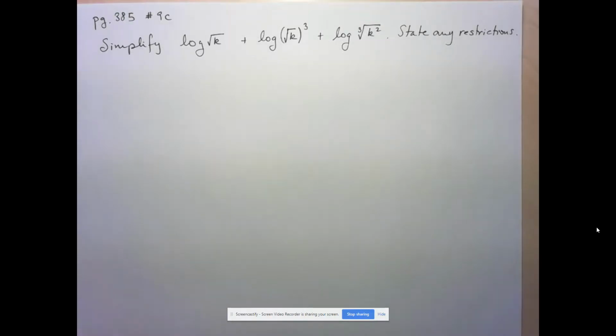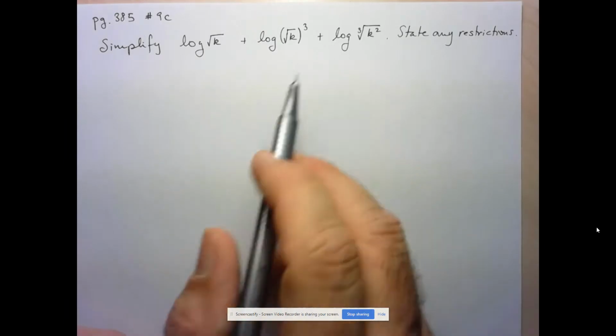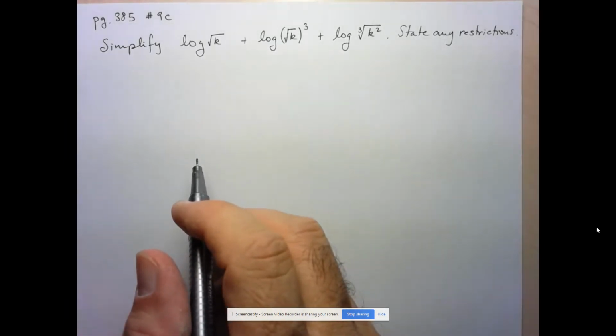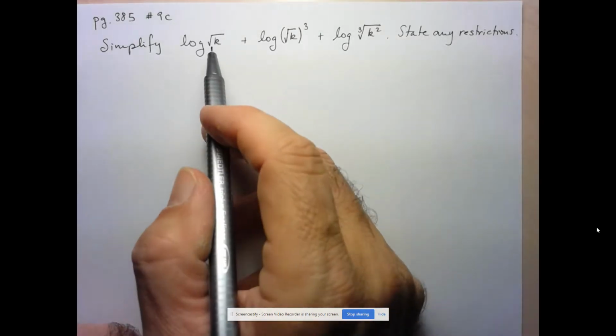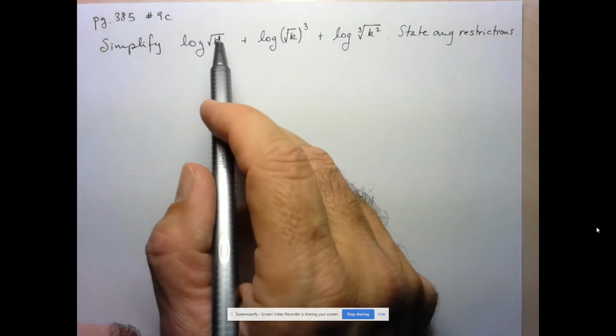Hi folks, we're going to take a look at page 385, number 9C. So they want us to simplify this expression here and state any restrictions. So first thing I notice is I've got a bunch of expressions with k with exponents.